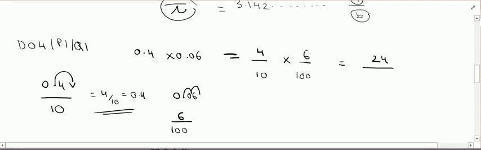4 sixes are 24, divided by 10 times 100, which is 1000, and I can write it as there are 3 zeros, so 1, 2, 3: 0.024. This is my answer.